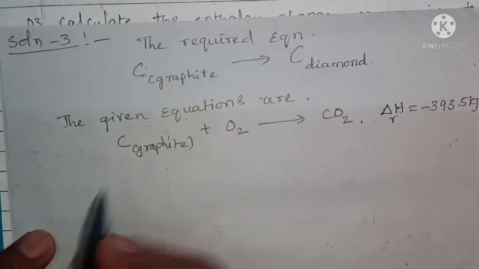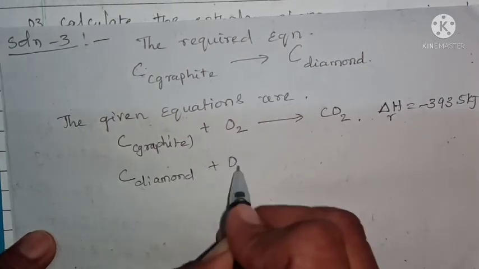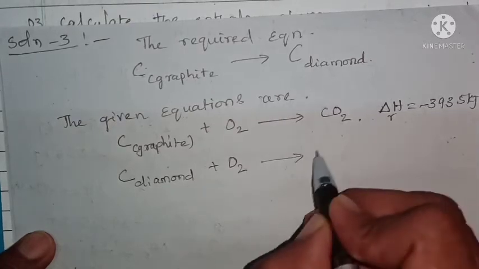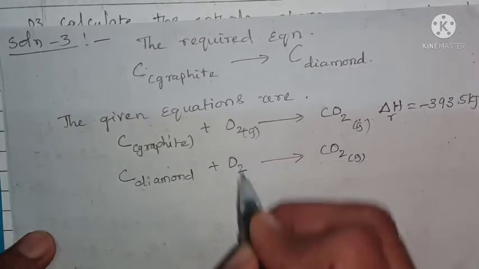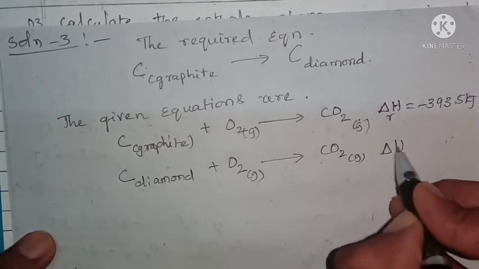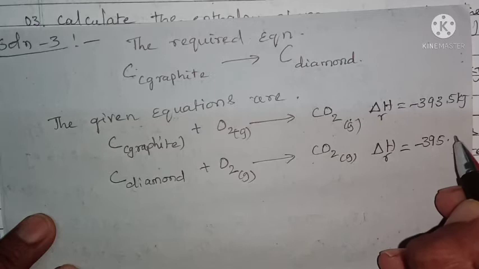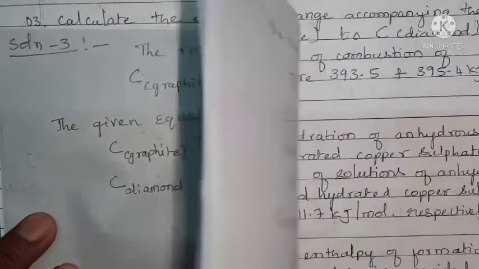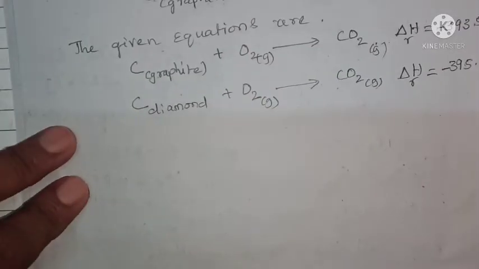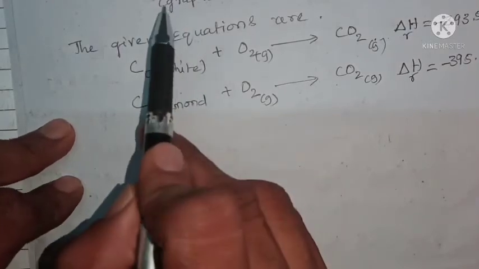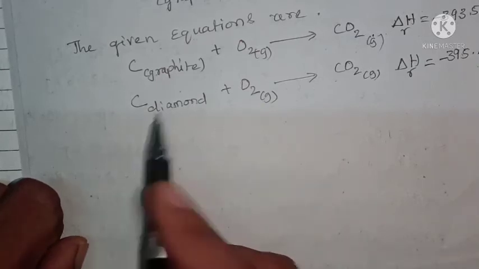And the second one: carbon diamond burning in the presence of oxygen gives carbon dioxide. Here gas, here also gas, gas, gas. Delta H reaction is minus 395.4 kilojoules. Okay, and our required equation is graphite to diamond, so I have to reverse equation 2 and add it to equation 1.